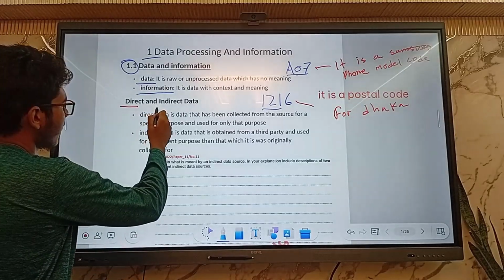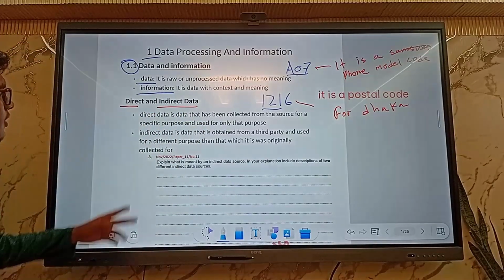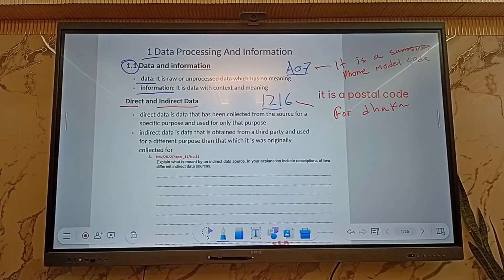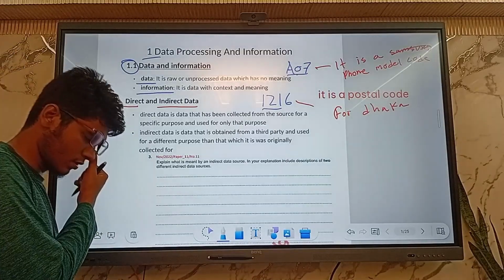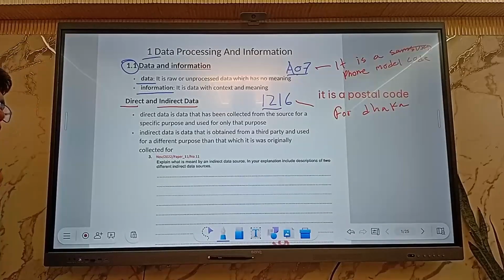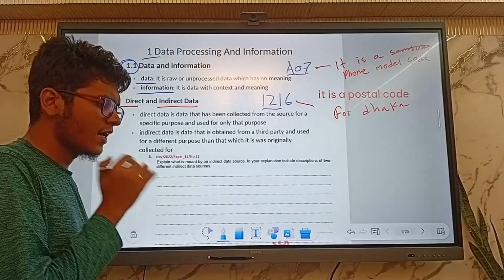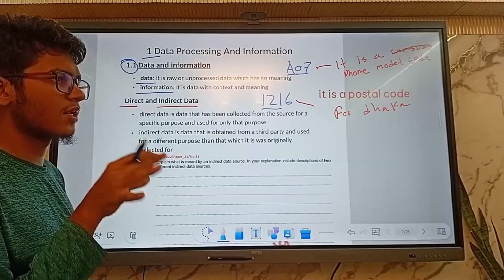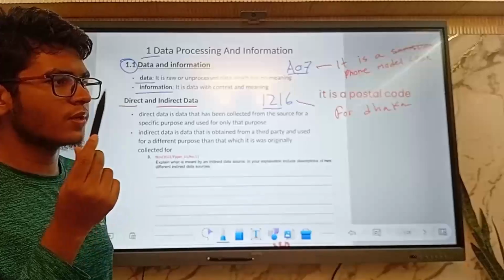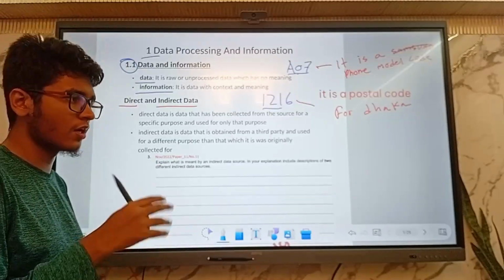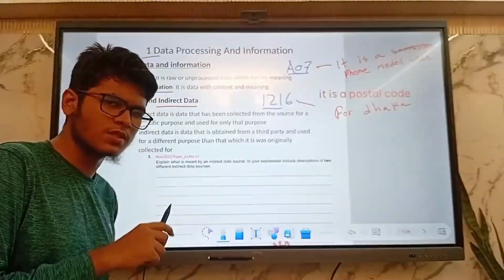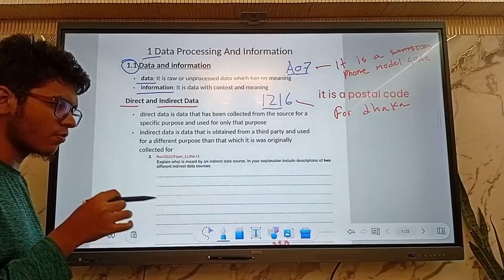What is direct and indirect data? Direct data is data that has been collected from the source for a specific purpose and used for only that purpose. So, what can be the examples of direct sources? It can be questionnaires, it can be interviews, or let's say I'm trying to open a coaching center, right? So I'm in a certain area. What I'm going to do is I'm going to be going around schools where there are children, where there are mothers, fathers. So I'm going to be going around this area and I'm going to see how many schools are there. What subject is the most selected subject?